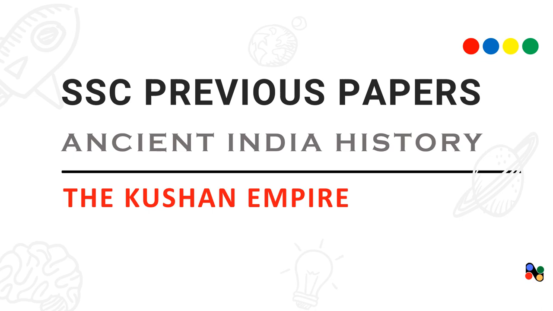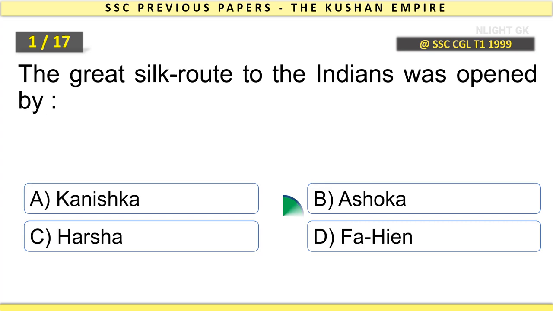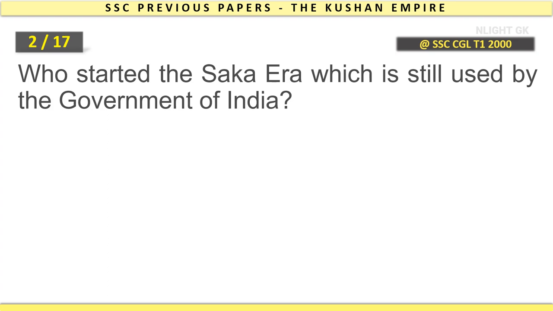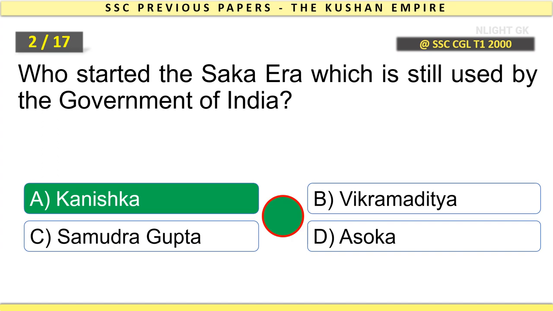In this video, you will be listening to the important SSC previous year questions from the Kushan Empire in India. The Great Silk Route to the Indians was opened by Kanishka. Who started the Saka Era, which is still used by the Government of India? Kanishka.